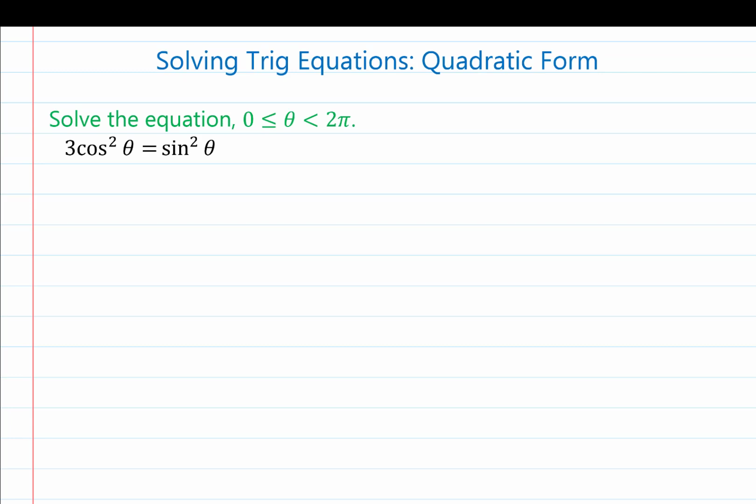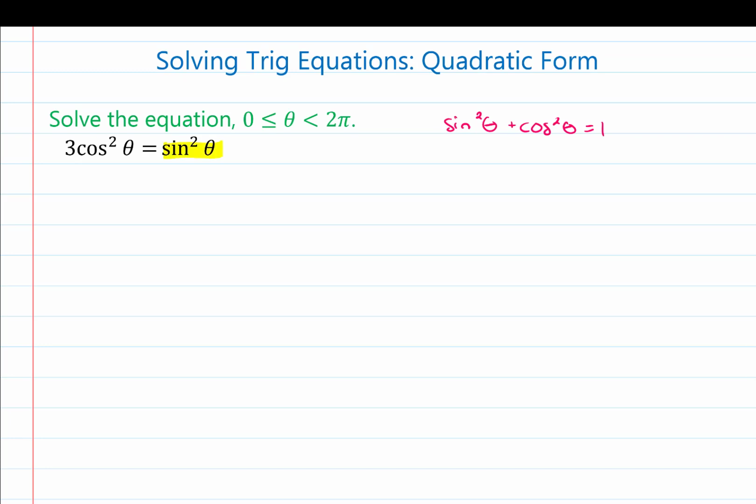Our first goal here is to get this equation only in terms of cosines or sines, but not both. To do this, we're going to use the Pythagorean identity sine squared theta plus cosine squared theta is equal to 1. Now, it technically doesn't matter which one you replace. You can replace cosine squared theta if you'd like to, or sine squared theta using this identity. I'm going to go ahead and choose to replace sine squared theta.